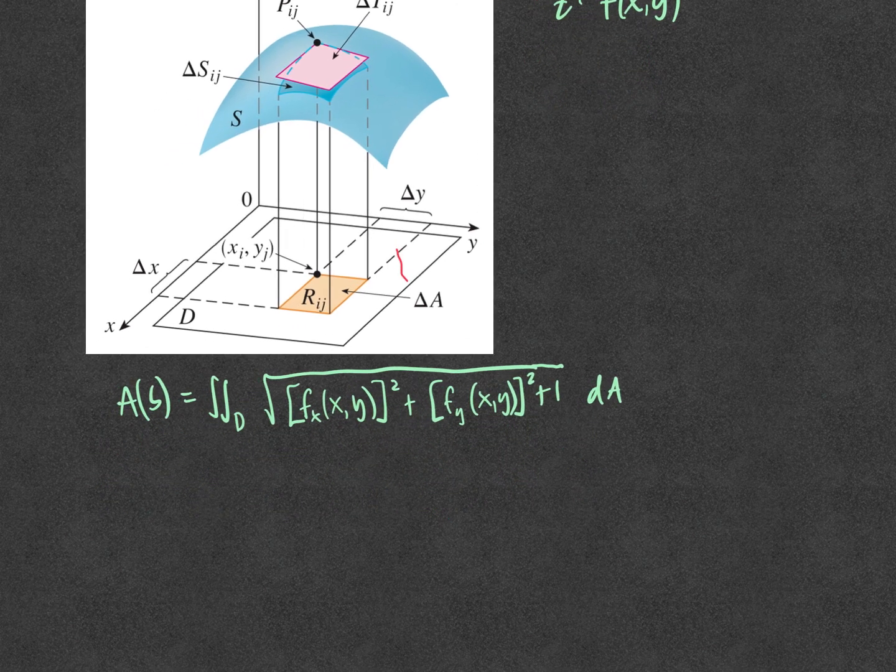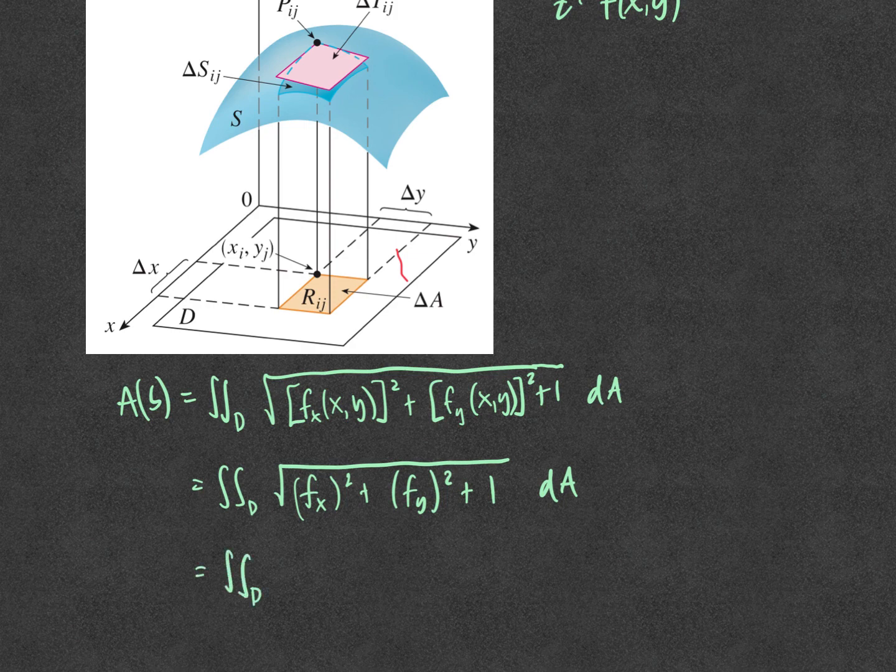Now, I'm going to simplify this notation to say the square root of the partial derivative with respect to x squared plus the partial derivative with respect to y squared plus 1 dA. You can also use the notation of partial derivatives and say the partial derivative of f with respect to x squared plus the partial derivative of f with respect to y squared plus 1, all with respect to A. So it's very similar to the surface area that we found in Calc 2.